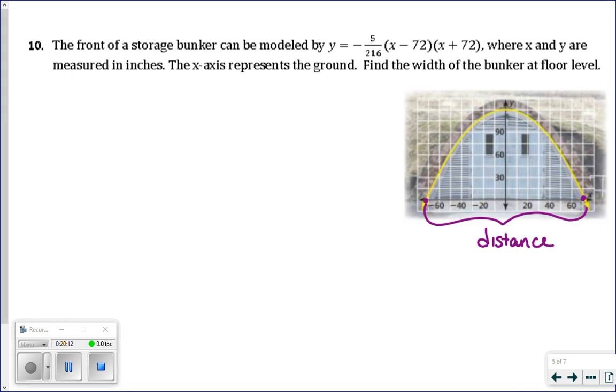Luckily, or not luckily, I'm sure it was very deliberate, they laid the x-axis along the ground. So if I could find what x value on the x-axis is that point right there, and what x value along the floor is that point, then I could just subtract them and get that distance. But if I knew what those x-intercepts were, okay? Now, this is kind of the cool thing.